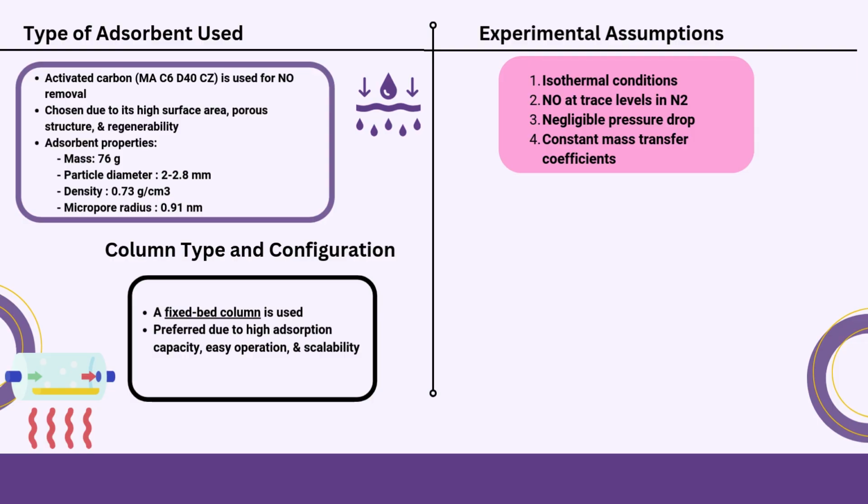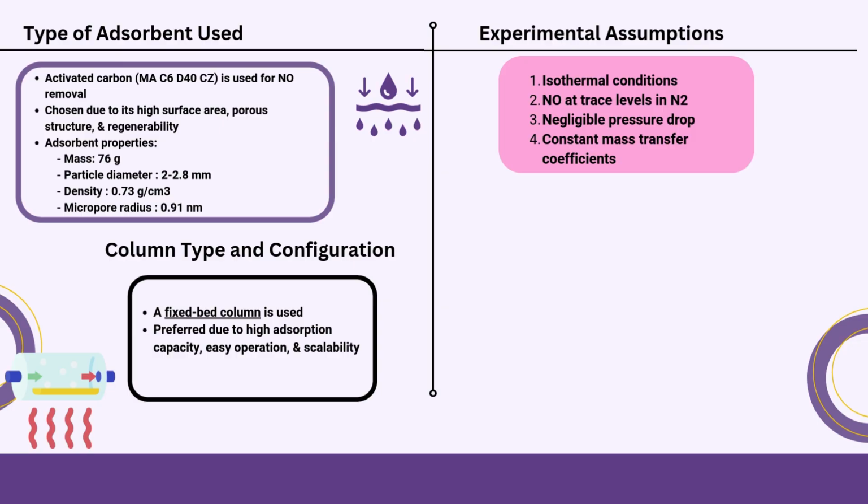For the type of adsorbent used, we use activated carbon MAC6D40CZ for the NO removal. The adsorbent properties are as follows. The mass is 76 gram, the particle diameter is 2 to 2.8 millimeter, the density is 0.73 gram per centimeter cubed, and the micropore radius is 0.91 nanometer. For the column type and configuration, we use a fixed bed column.